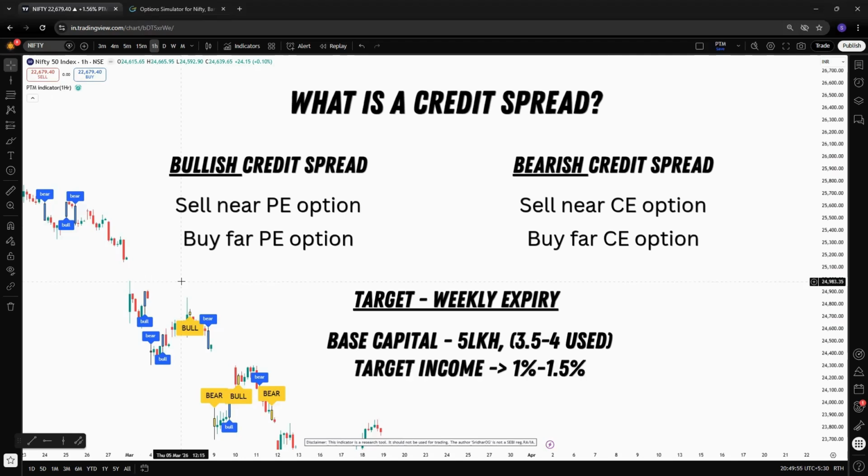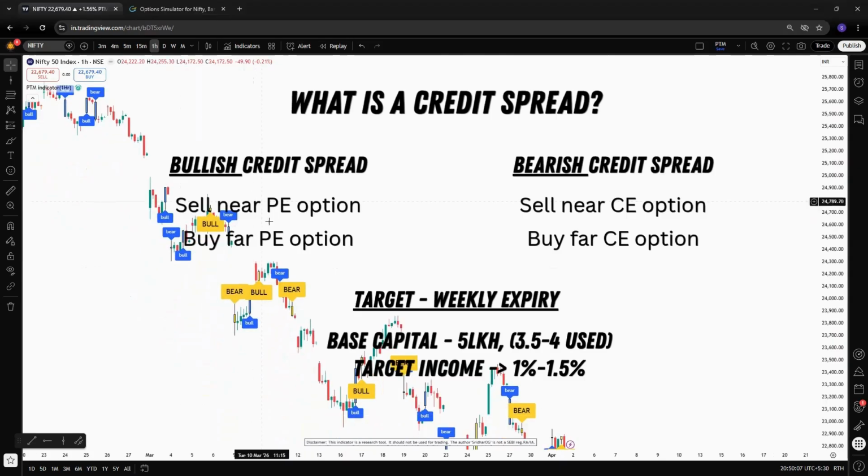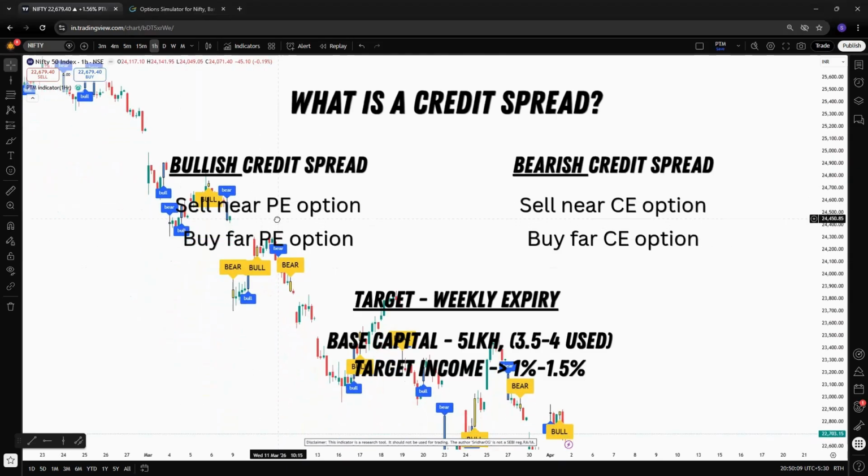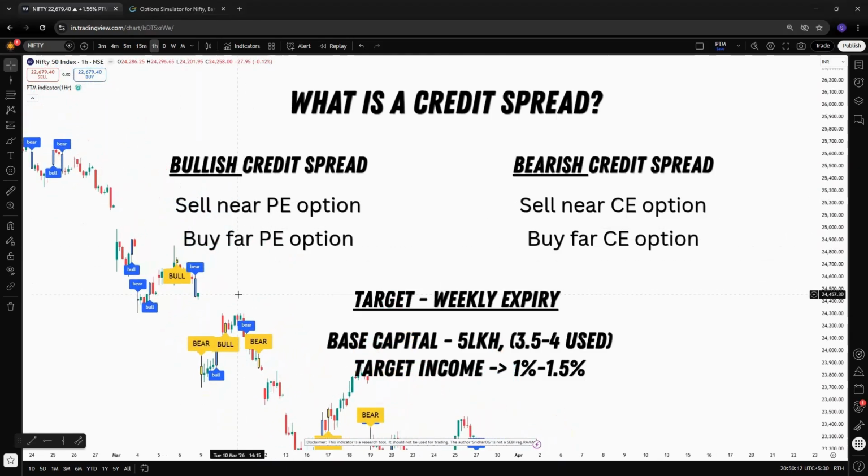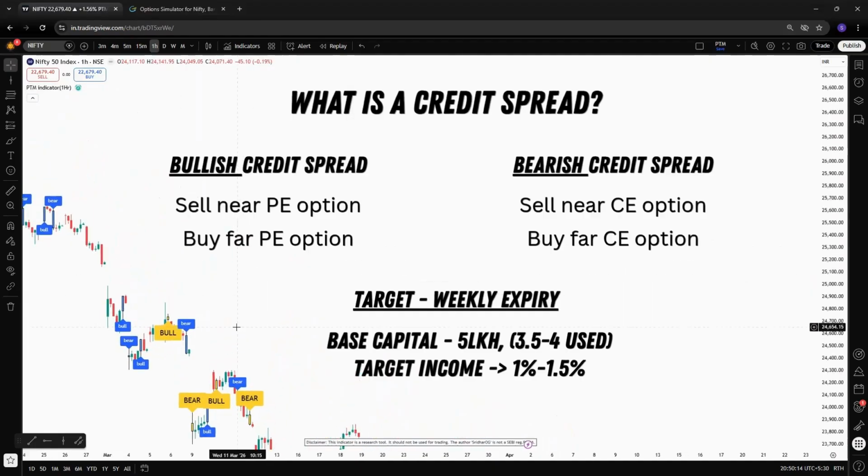This will show me my business target. My business target per week, so this is a weekly strategy, will be around 1% and maximum 1.5%. Okay, this is not compounding, this is not quadrupling or doubling your income. This is business. Keep that in mind. Now let's start making the notes here.